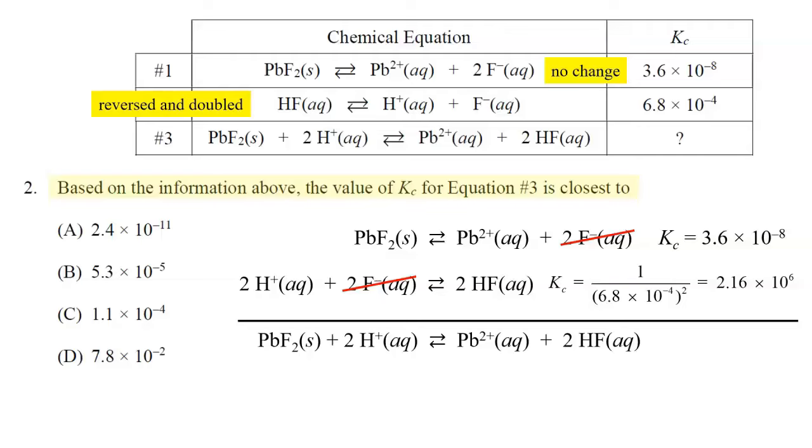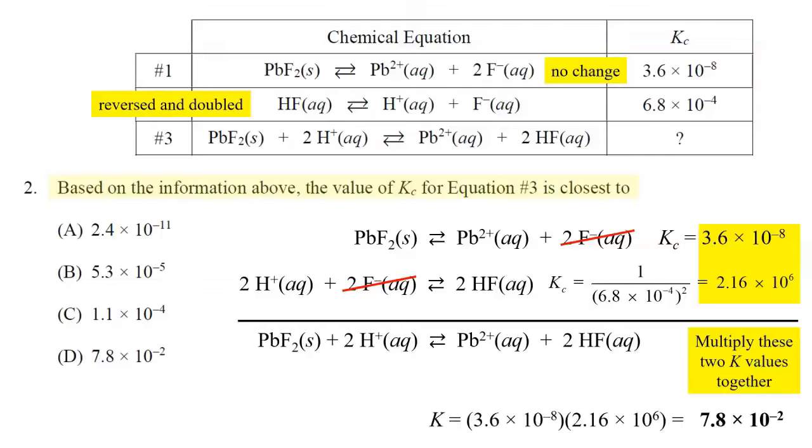Now, the equilibrium constant for equation number 3 would be the product of 3.6 times 10 to the negative 8 and 2.16 times 10 to the 6. So I need to multiply these two K values together to get the correct answer to question 2 in this packet. So when I do that math, I get 7.8 times 10 to the negative 2, and that means that the correct answer to question 2 is choice D.